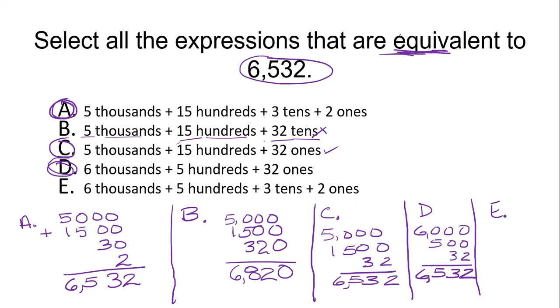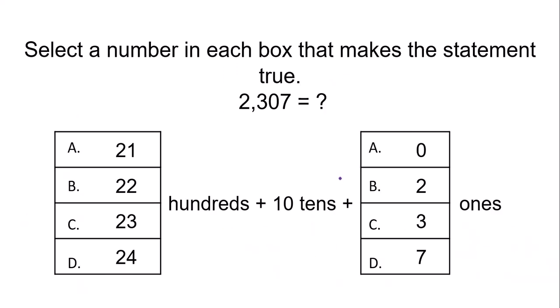Let's try E, the last one. 6,000, 500s, 3 tens, that's 30, and 2 ones. Would that work out fine for me? Is that 6,532? Yes, it is. So E works as well. So my answers are A, C, D, and E. All of those ways work out to 6,532. Great job, great work. Let's keep going.